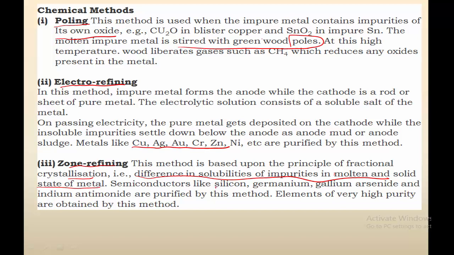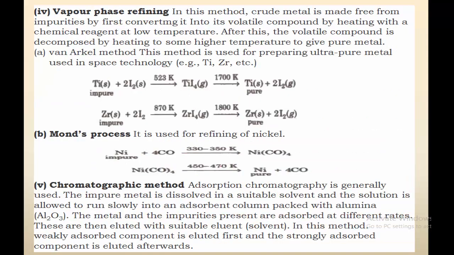Semiconductors like silicon, germanium, gallium arsenide and indium antimonide are purified by this method, and this is applied only if the elements are required in very high purity. Okay, so these are certain chemical methods. Another one is vapor phase refining. It is also one of the important refining methods, vapor phase refining.